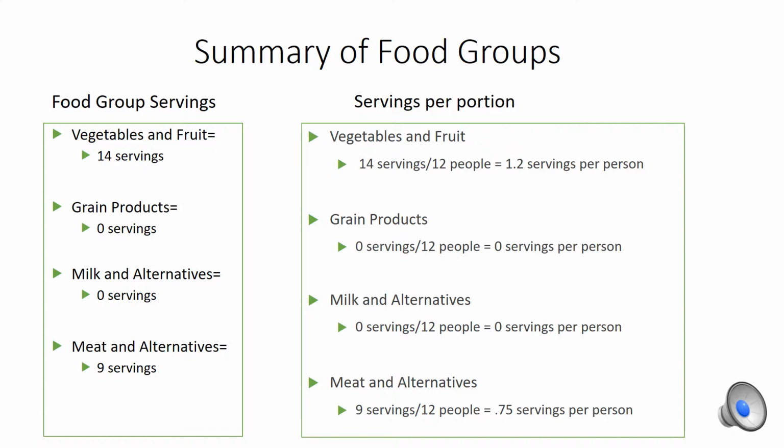So here we see that our 14 servings of vegetables and fruit divided by 12 people is 1.2 servings per person. We had 0 servings of grain products and 0 servings of milk and alternatives. But then our 9 servings of meat and alternatives divided by 12 people equals 0.75 servings per person.